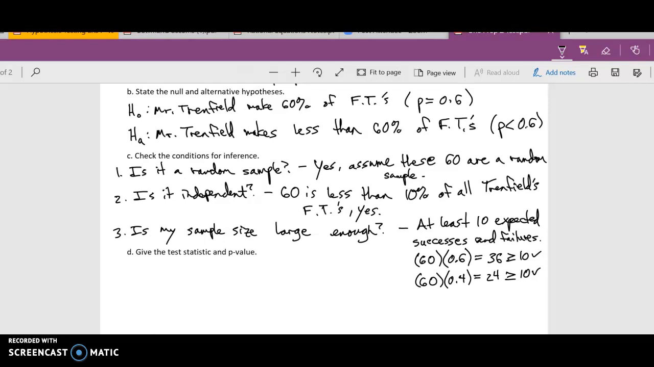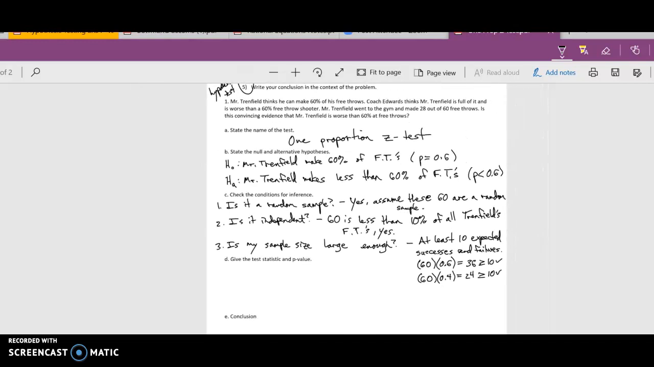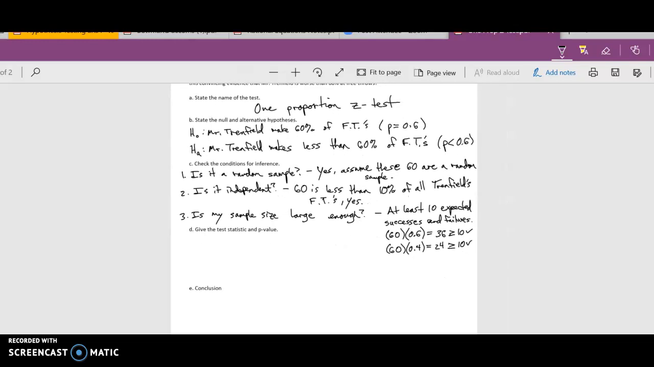Those are all conditions. This is what we want to do for every single hypothesis test: state the name of the test, state the null and alternative hypotheses, check the conditions, and you're going to notice conditions are the most we write, but it's important. Okay. It says give the test statistic and the p-value.